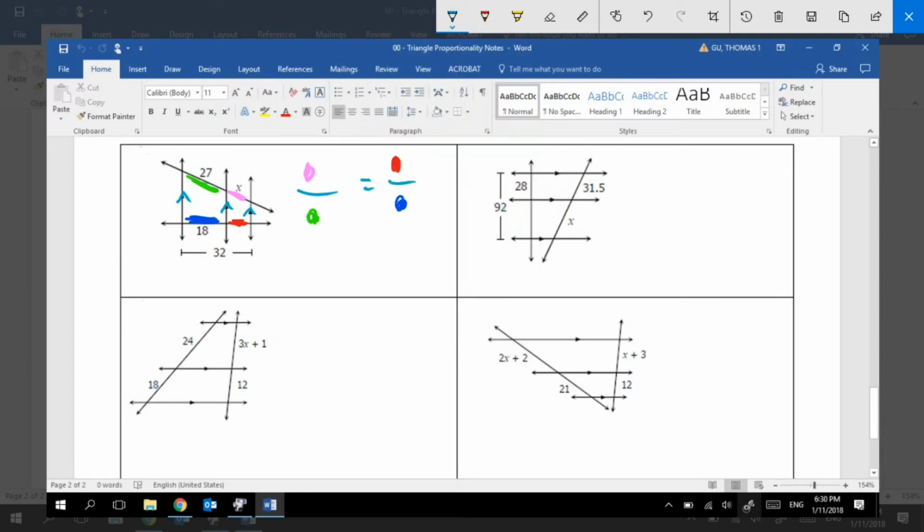So pink, that's x, over the green, that's 27, equals the red. Whoa, they didn't tell me, but the total's 32 here, and this blue part's 18. So 32 minus 18, that's 14. Bam. So this red part is 14, over the blue, that's 18. Now cross multiply. Actually, let's simplify. So 14 over 18, divide both by 2. That's going to be 7 over 9.